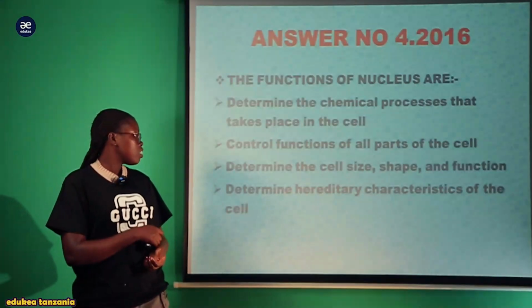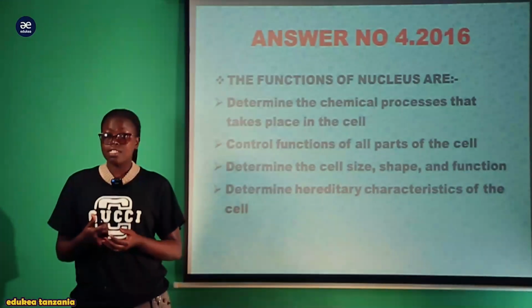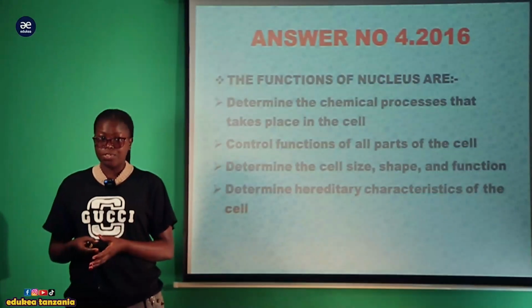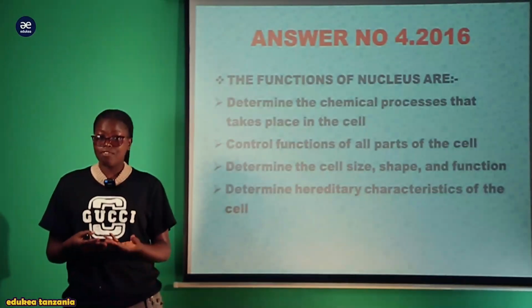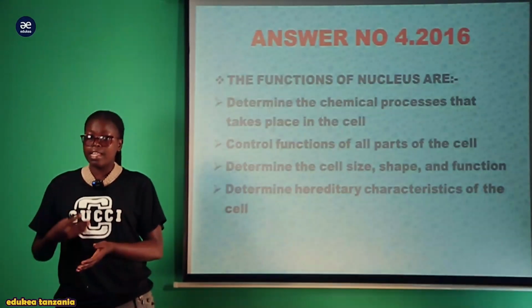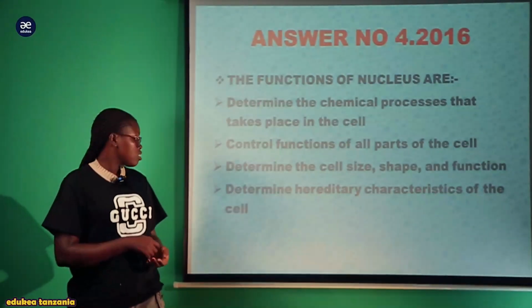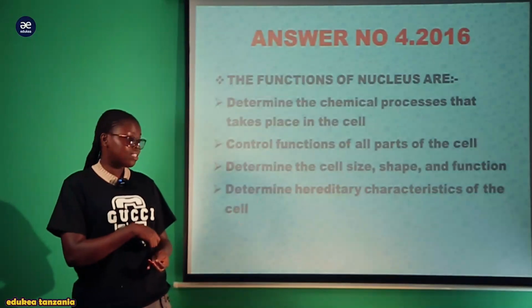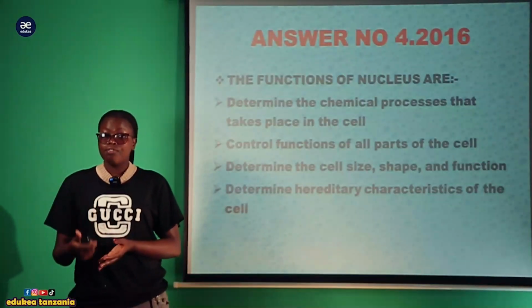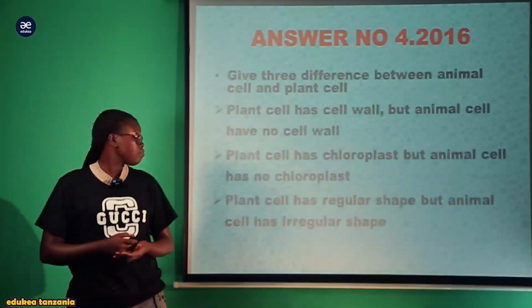And the last one: within the nucleus there are the DNA and the chromosomes. These are the hereditary material. They are transmitted from one organism to another, from one generation to another, for organisms of the same species. So they determine the hereditary characteristics of the cell. They are what can lead to crossing over, variation, or similarity.